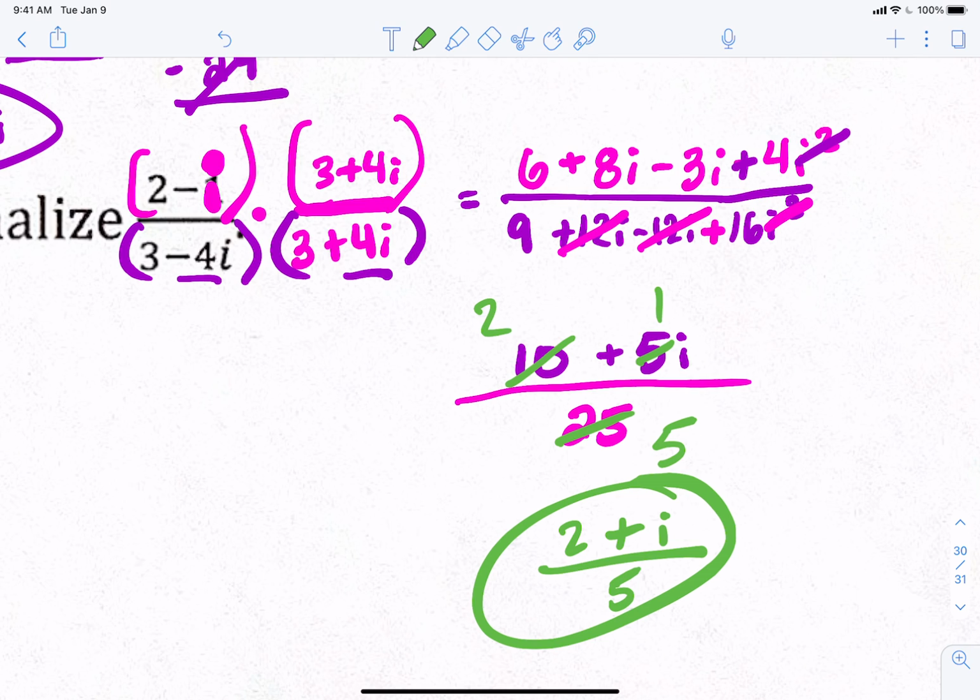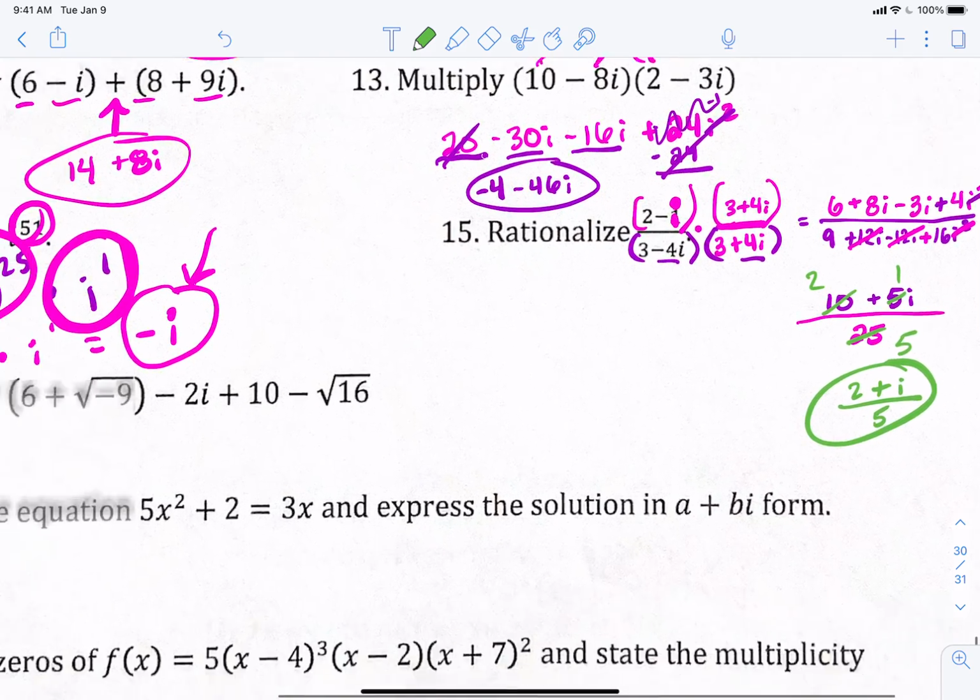What time do we get out of here? 26? Oh, we got lots of time. Perfect. Woo!